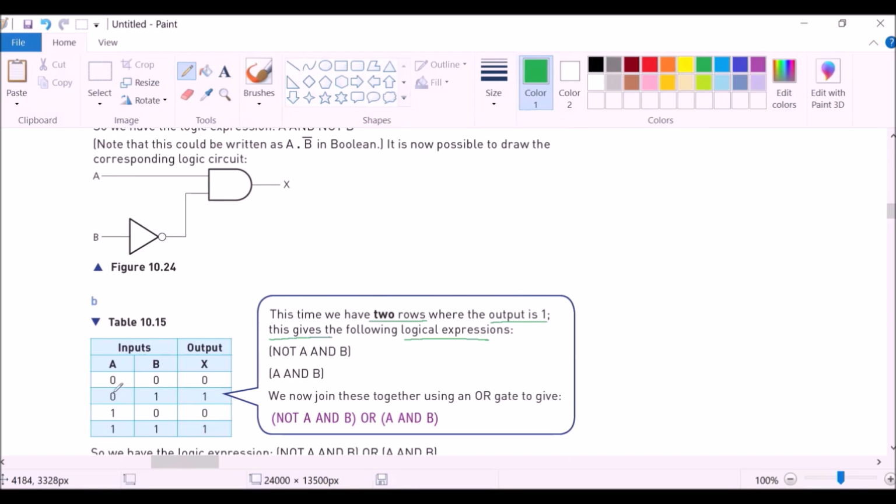So here we have not A and B to give us a high. Then we have A and B. So it's either this or that. So these are connected with an OR gate. Either this will give us a high or that will give us a high.